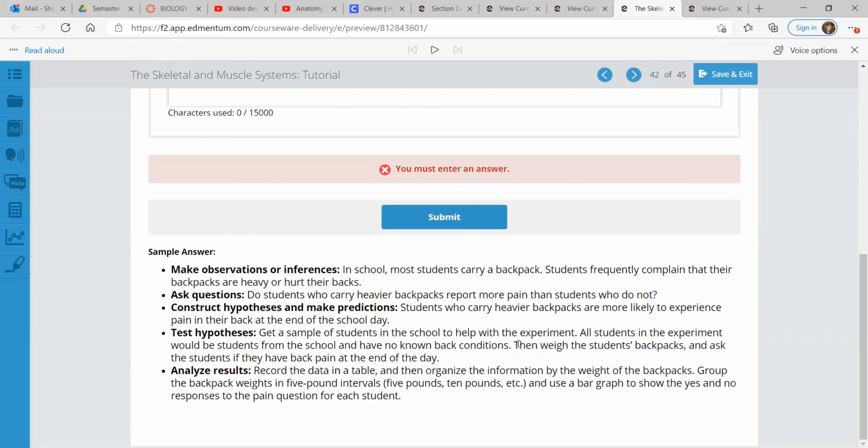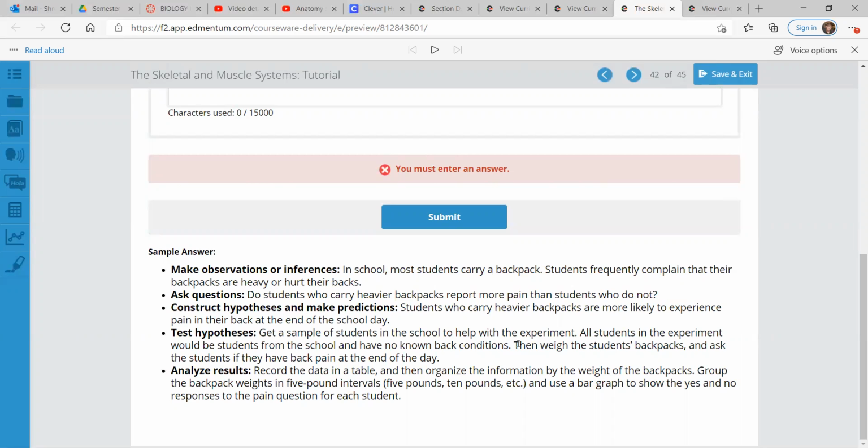Make observations or inferences. In school, most students carry a backpack. Students frequently complain that their backpacks are heavy and hurt their backs. Ask questions. Do students who carry heavier backpacks report more pain than students who do not? Construct hypotheses and make predictions. Make a prediction: students who carry heavier backpacks are more likely to experience pain in their back at the end of the school day. Now we're going to test these predictions, these hypotheses. Get a sample of students in the school to help with the experiment.